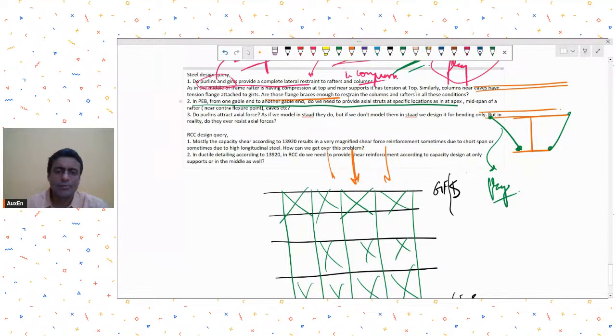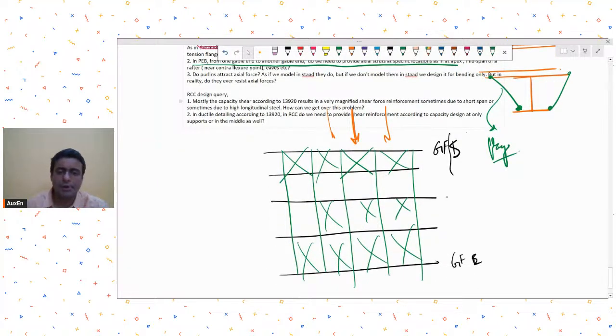But yeah, I do agree that providing these axial struts, or what we call tie runners, is a good practice, but not adopted so much by the PEB industry. They are mainly relying on these flange bracings that they provide.